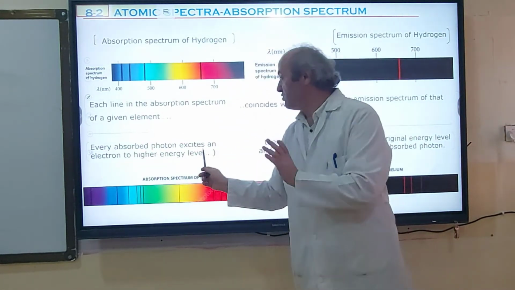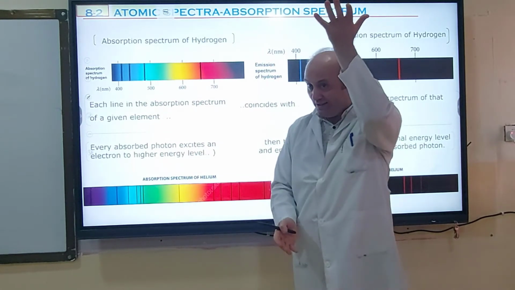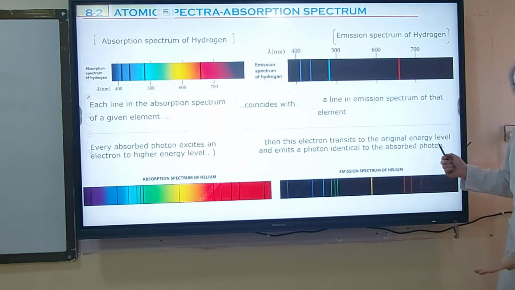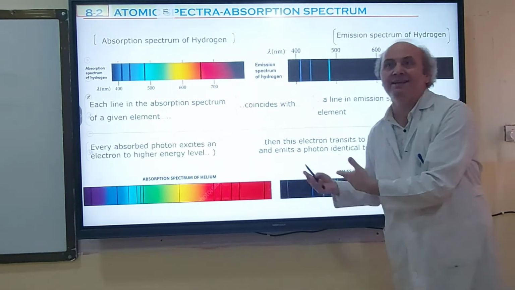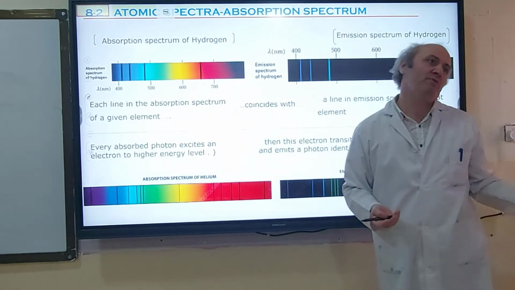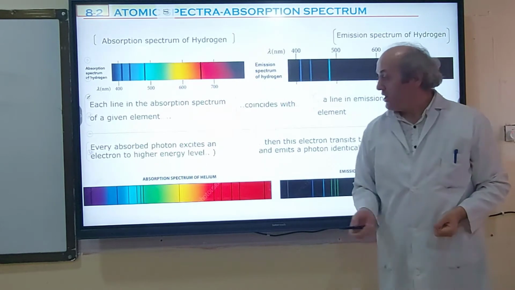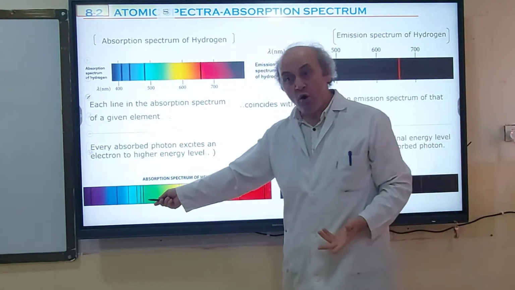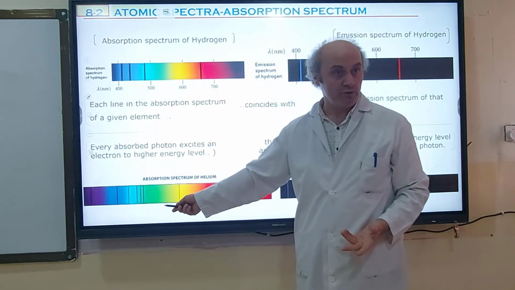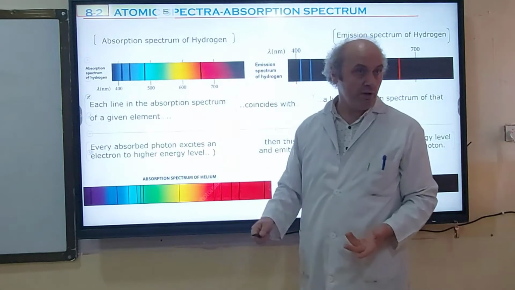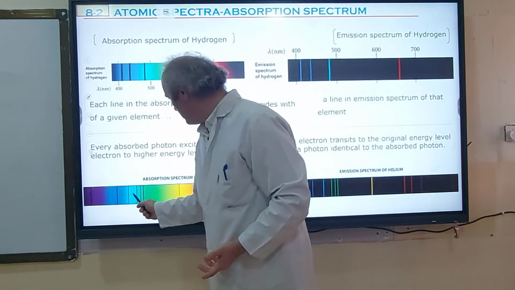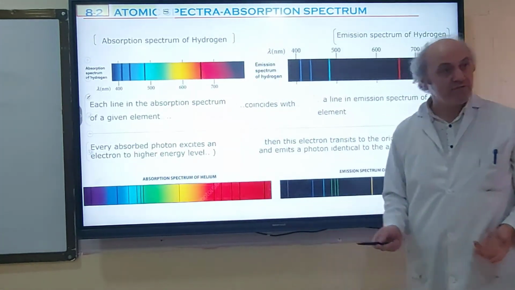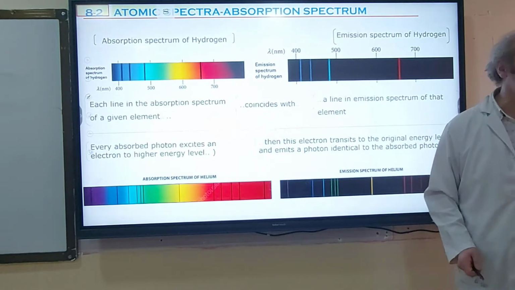Every observed photon excites an electron to a higher energy level. Then this electron transits back to the original energy level and emits a photon identical to the observed photon, of course. This is the absorption spectrum of helium. But here more photons are observed, as you see. In hydrogen, just 4, but in helium, 1, 2, 3, 4, 5, 6, 7, 8, 9, 10, 11, 12. 12 dark lines exist, 12 photons are absorbed.